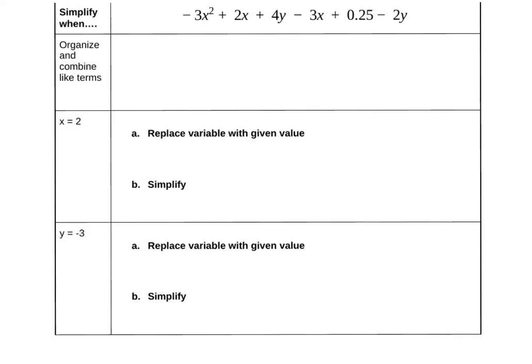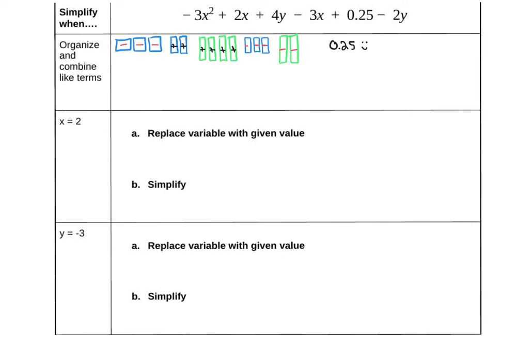For our last activity, we're going to practice a little bit more with assigning specific variables of value and then simplifying. So your first step here is I want you to take this expression, negative 3x squared plus 2x plus 4y minus 3x plus 0.25 minus 2y, and organize and combine your like terms. So start with that.